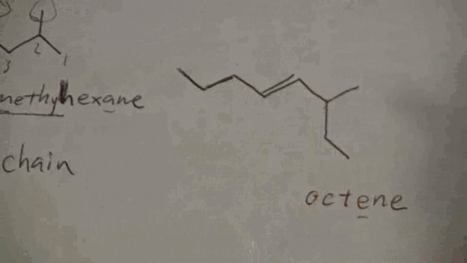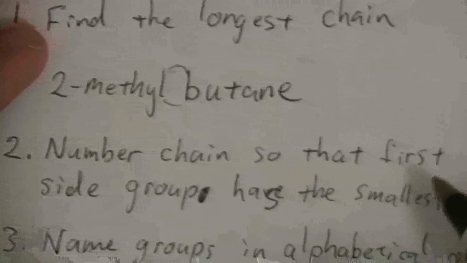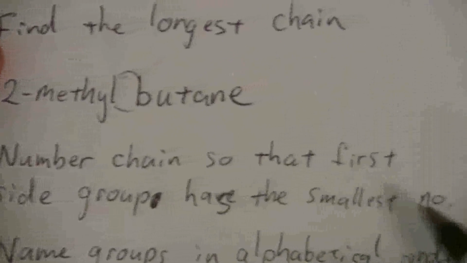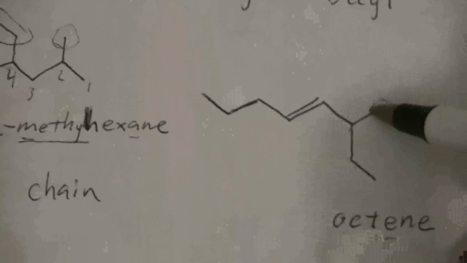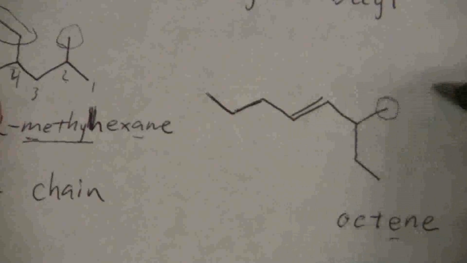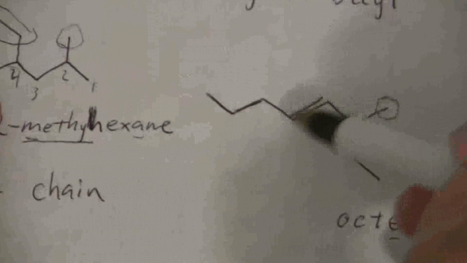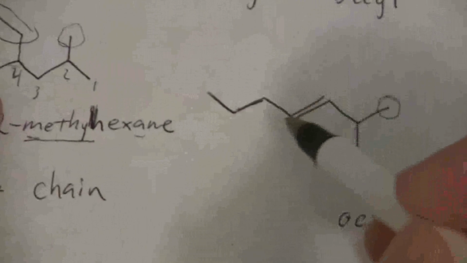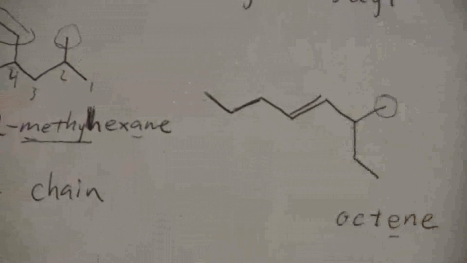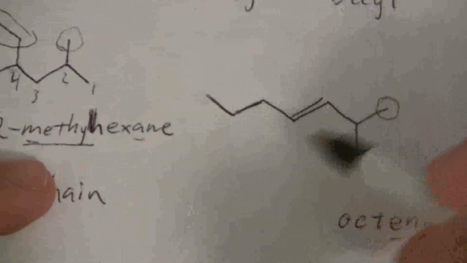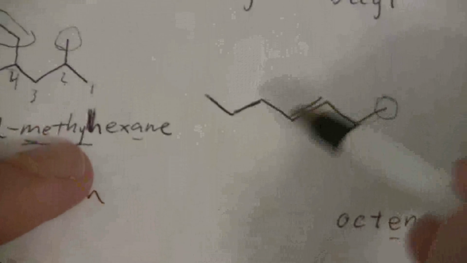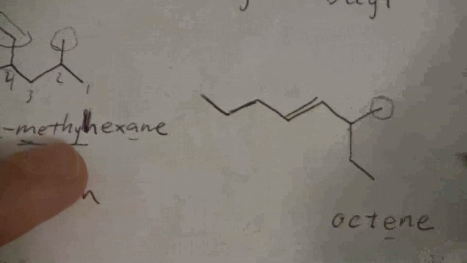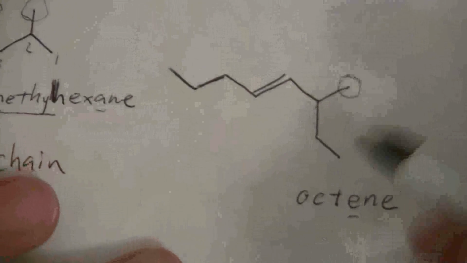Now how am I going to number that? I number it so that the first side group has the smallest number. By side group, it would not only include the actual side groups but also any functional group. This double bond serves as what we call a functional group, meaning that it has a special function in the molecule. So we look at that as well as the groups that are physically attached on the side when we consider the numbering.